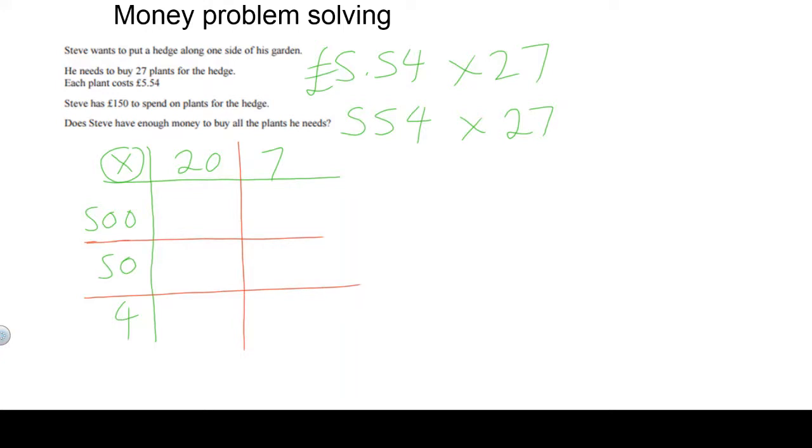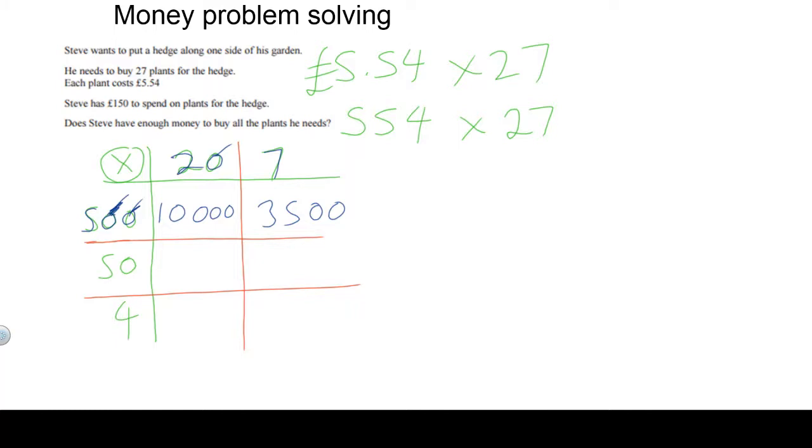First thing I'm going to do is 500 times 20. Do 5 times 2 first, which is 10, and then count all the zeros. 1, 2, 3. Next, 500 times the 7. 5 times 7, 35, and then check the zeros. There's only 2 zeros. There's no 0 with the 7.